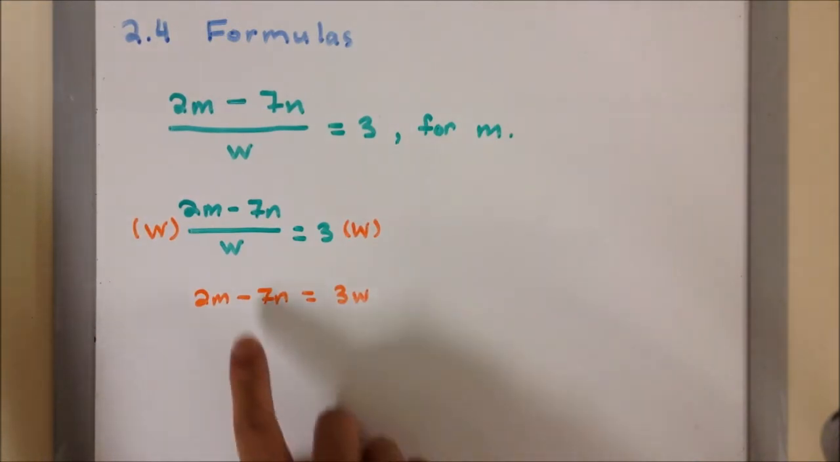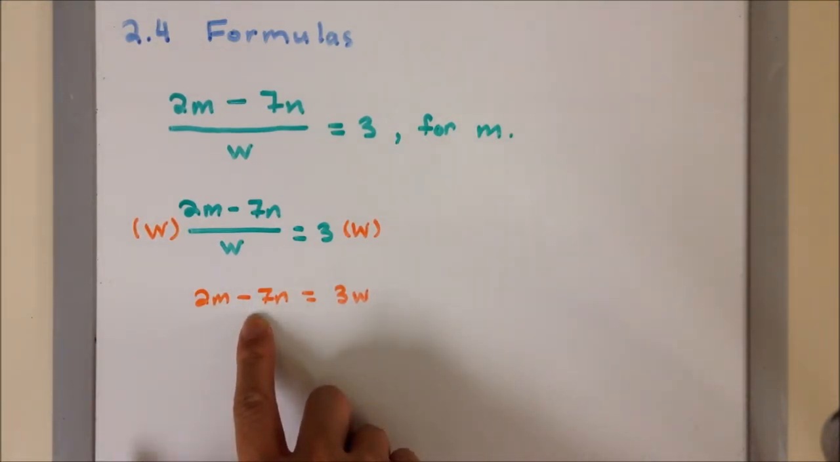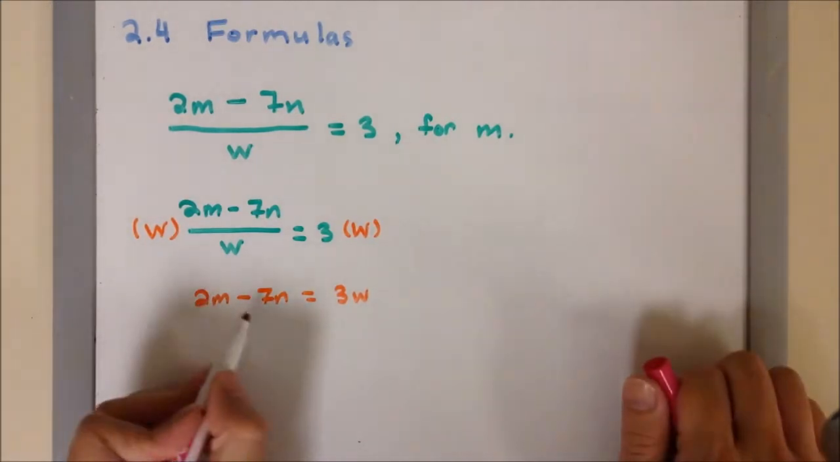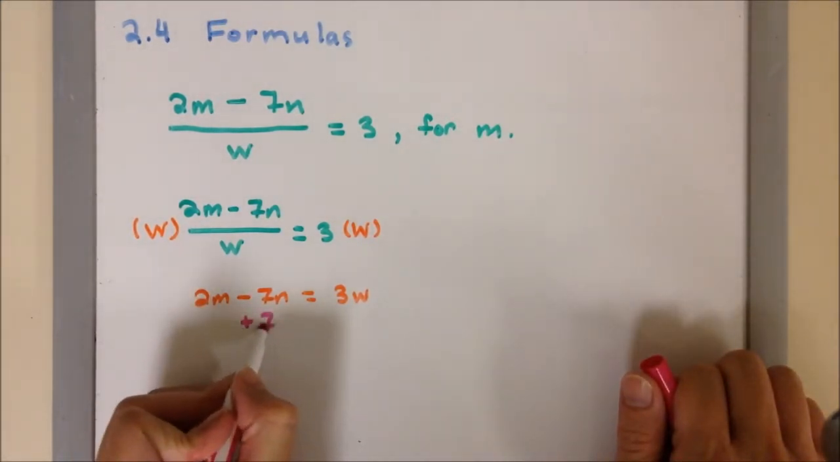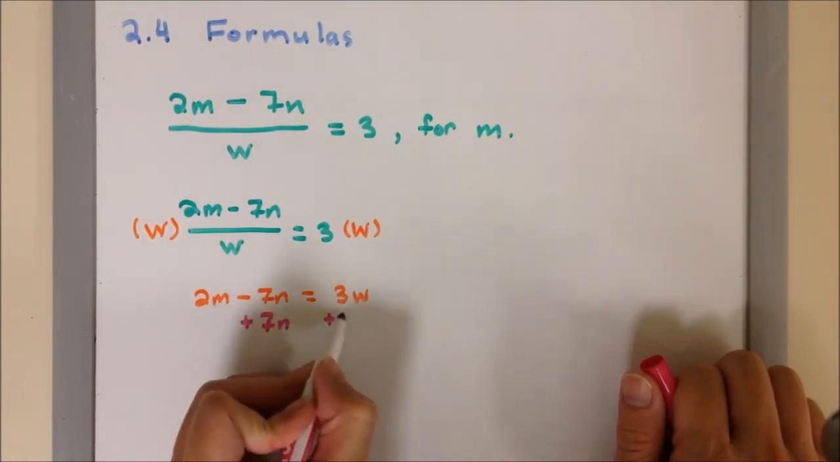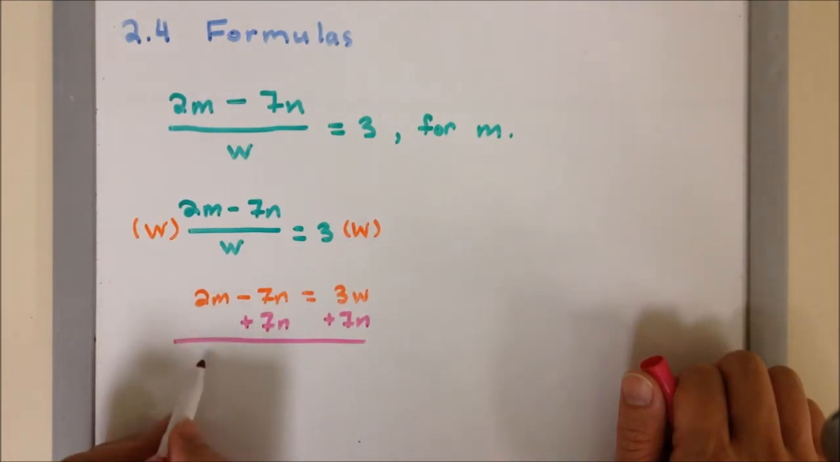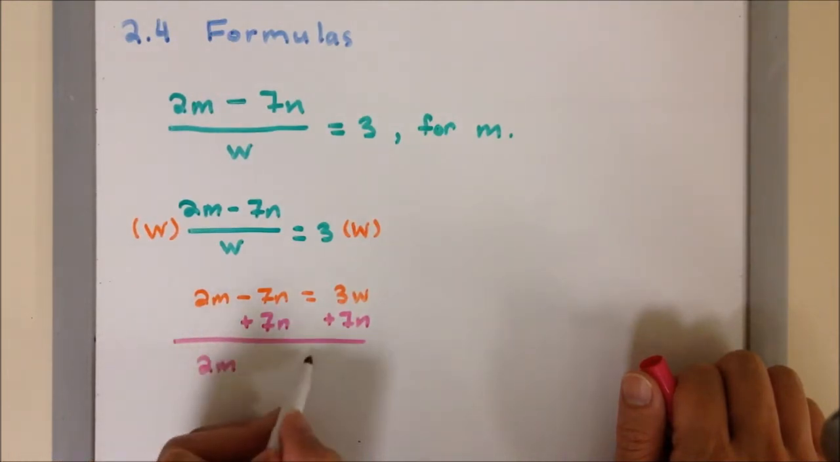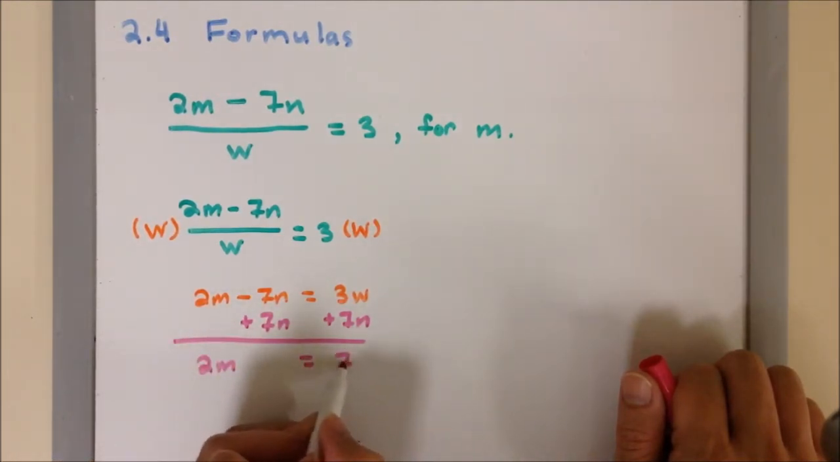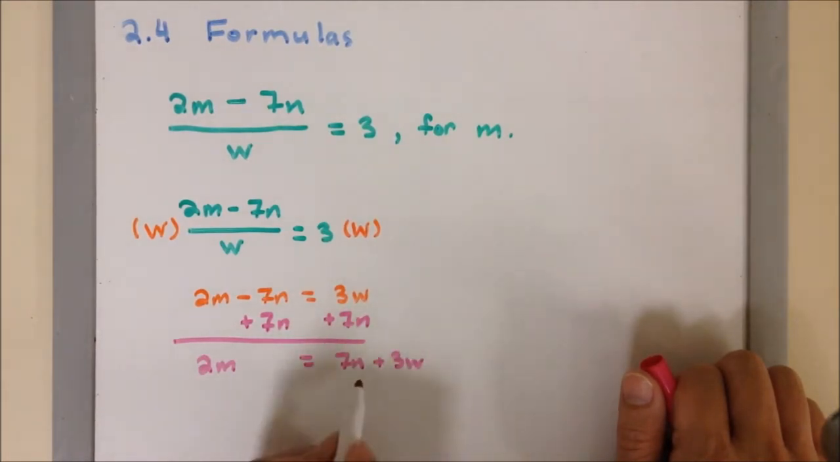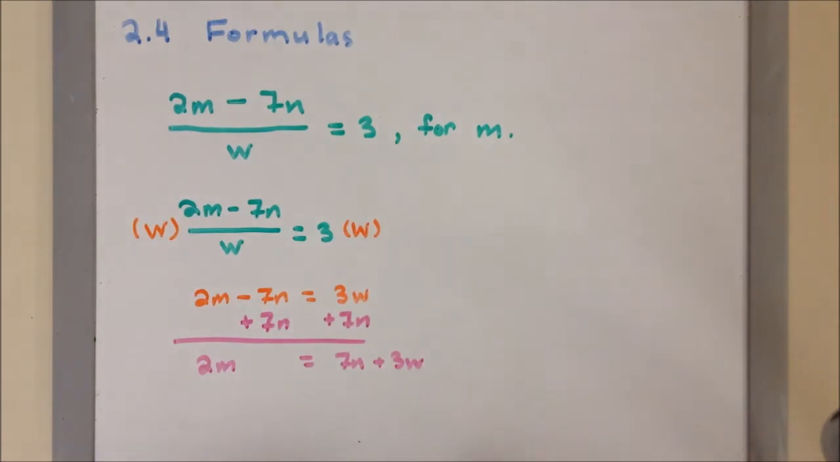From there, I need to get rid of the minus 7n in order to get the 2m by itself. So the opposite is plus 7n, plus 7n. So it's going to be 2m equals, I'm going to write 7n plus 3w. Make sure to put your variables in order.